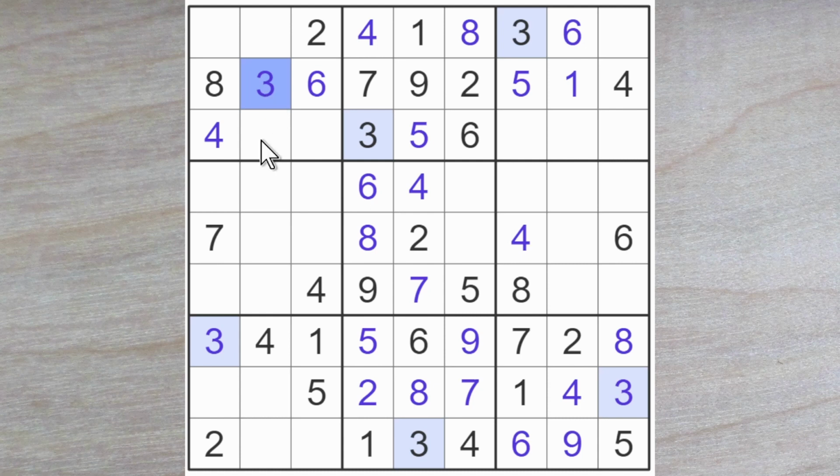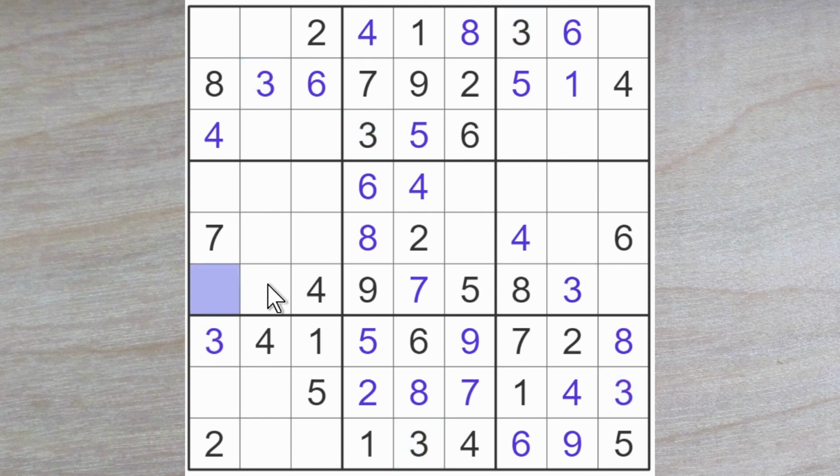Now I'm looking at the 3's. These two 3's block here, so a 3 must go here or here. We still need a 3 for this row though, so a 3 must go here or here. This 3 blocks this square, so the only square that can take a 3 in row 6 is this one here.